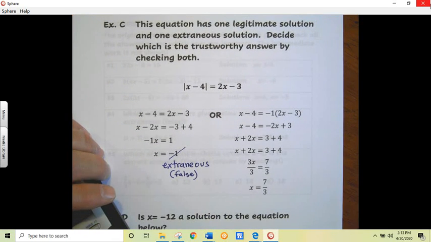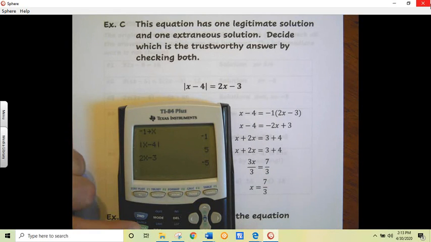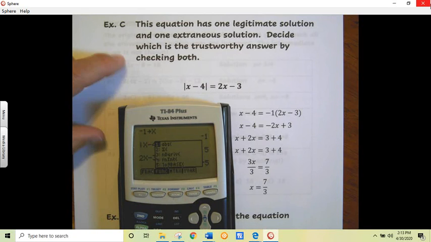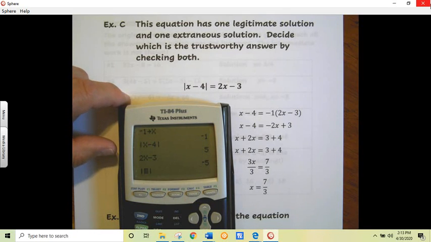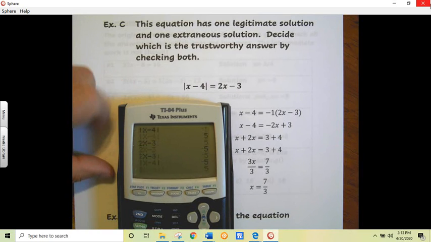Okay, now we're going to try this 7/3, but before I do that, I'm going to show you another way to get your absolute value going. If you go alpha, F2, it's the first choice there. Now your operating system might not let you do that, so I'm going to retype that, but if it does, that's a little easier than the other way I showed you.